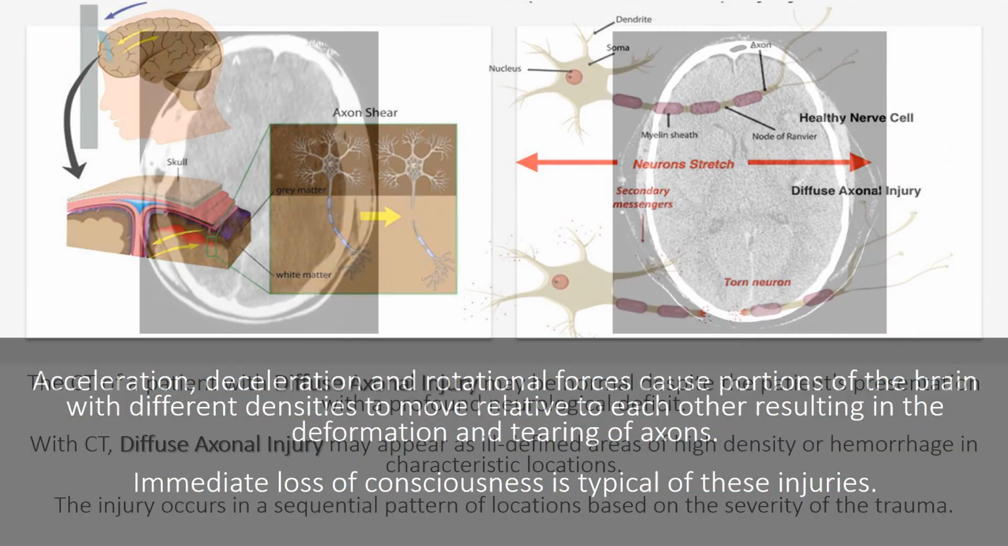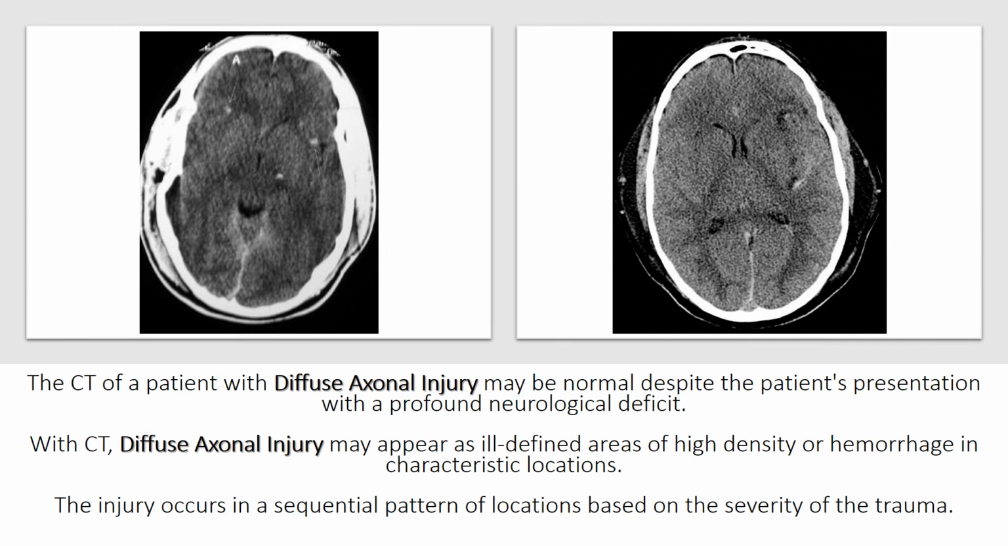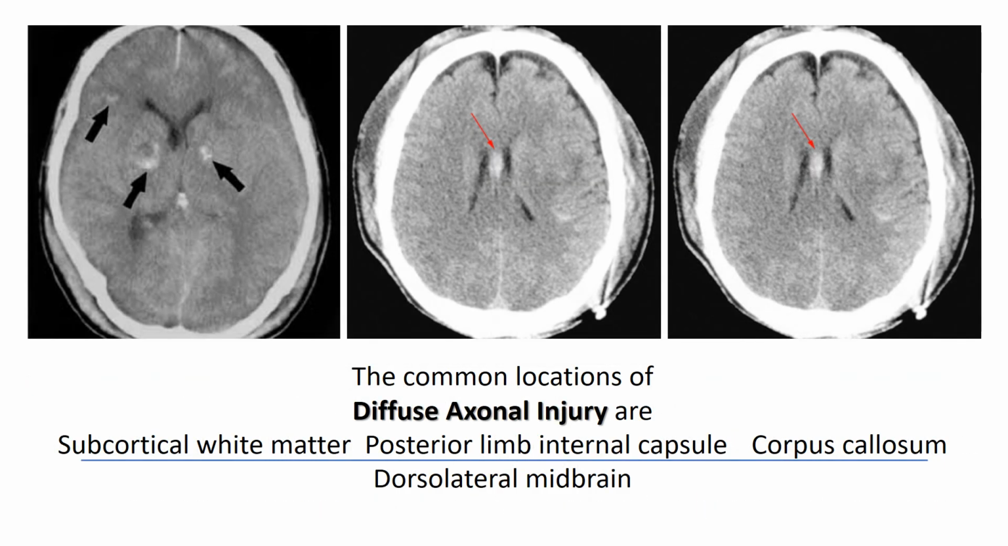The CT of a patient with diffuse axonal injury may be normal despite the patient's presentation with a profound neurological deficit. With CT, diffuse axonal injury may appear as ill-defined areas of high density or hemorrhage in characteristic locations. The injury occurs in a sequential pattern of locations based on the severity of the trauma. The common locations of diffuse axonal injury are subcortical white matter, posterior limb internal capsule, corpus callosum, dorsolateral midbrain.